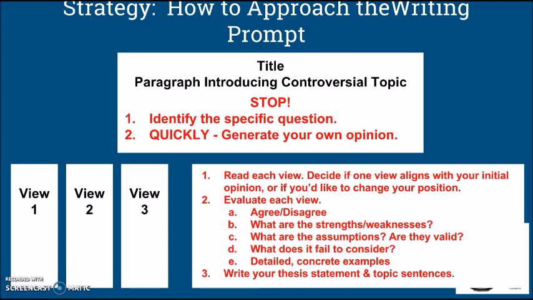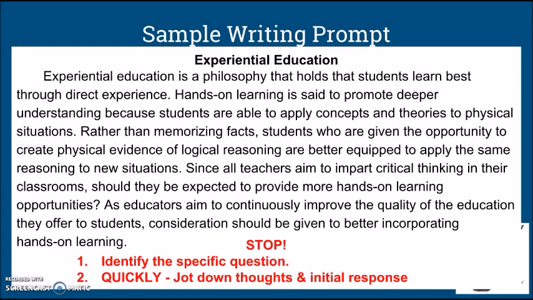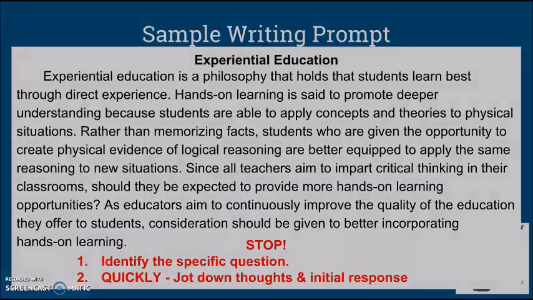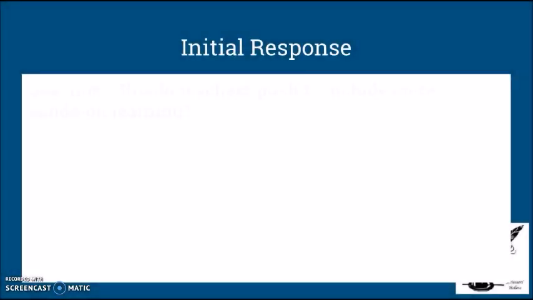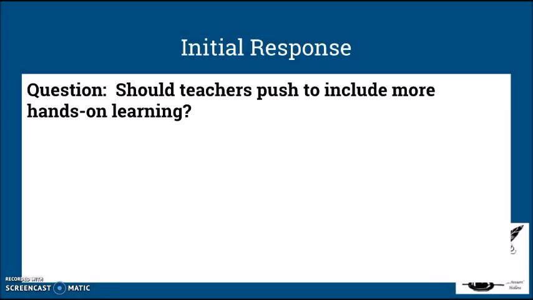Okay, so now let me show you how I apply this strategy to the writing prompt presented in Lesson 1. The first thing I'm going to do is read the writing prompt, and then stop for a minute and specifically identify the question that's being asked and jot down some initial thoughts. So after reading this sample writing prompt on experiential education, I identified as the main question, should teachers push to include more hands-on learning in their classrooms? And my initial thoughts on the subject were the following.